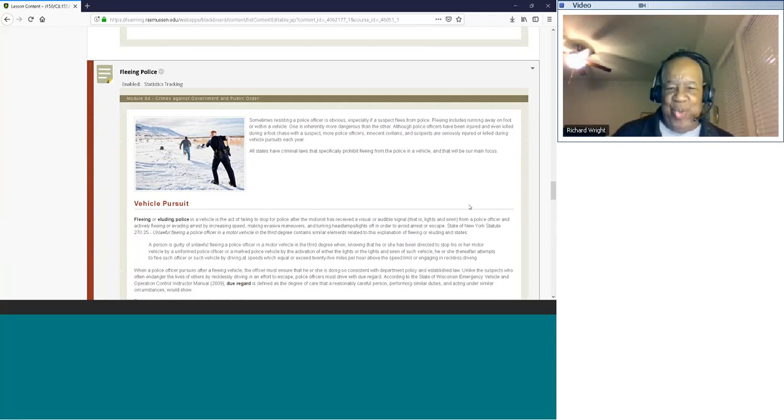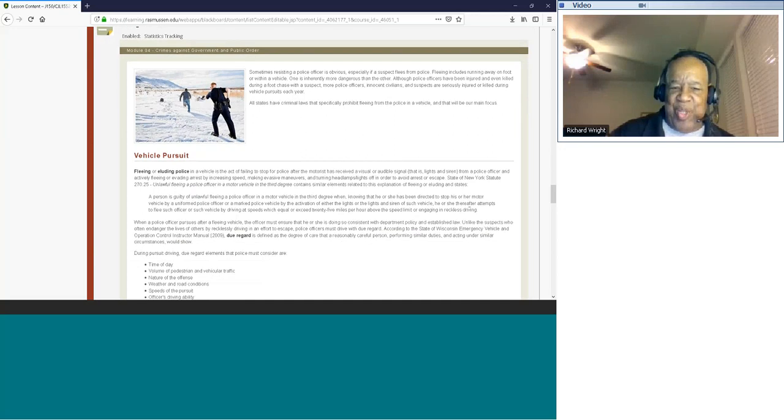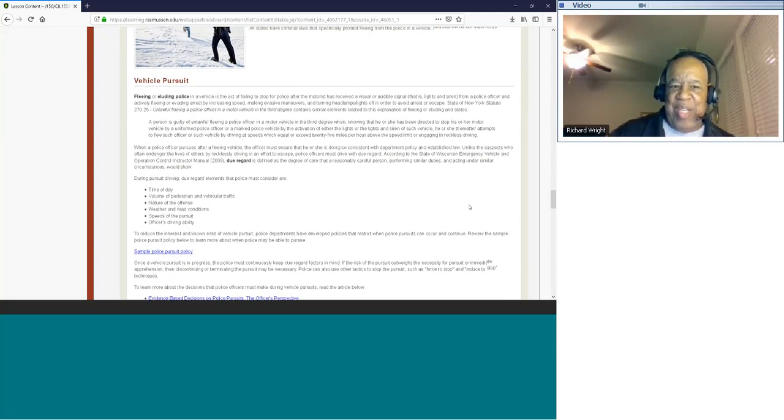Now, I will say to you this, that if an individual is fleeing on foot, the police have no right to shoot that individual unless that individual has a weapon, and it has to be a dangerous weapon, all right? Otherwise, you get into excessive force issues. So we're going to spend a little more time dealing with vehicle pursuits, because that's where it's very dangerous.